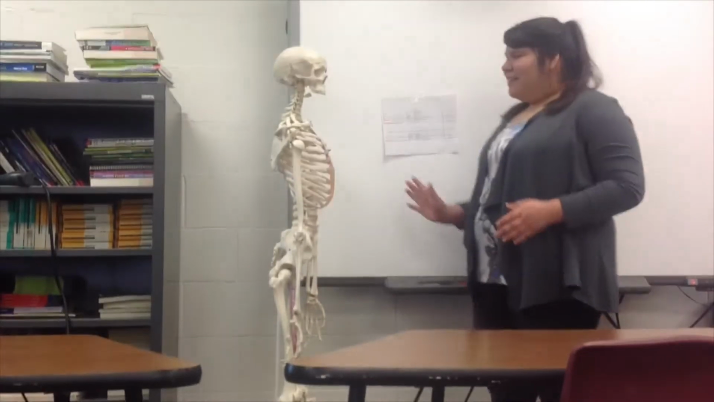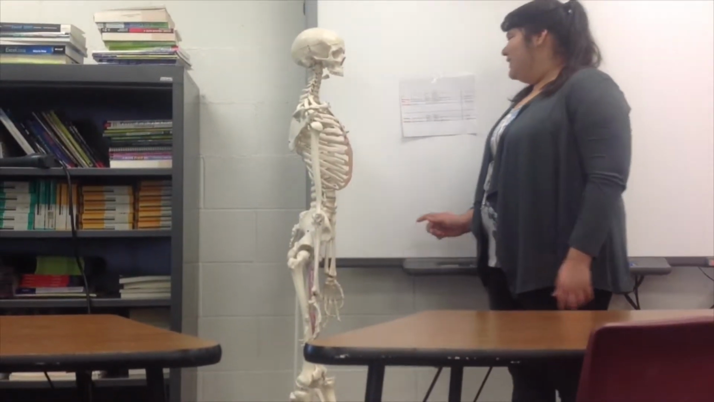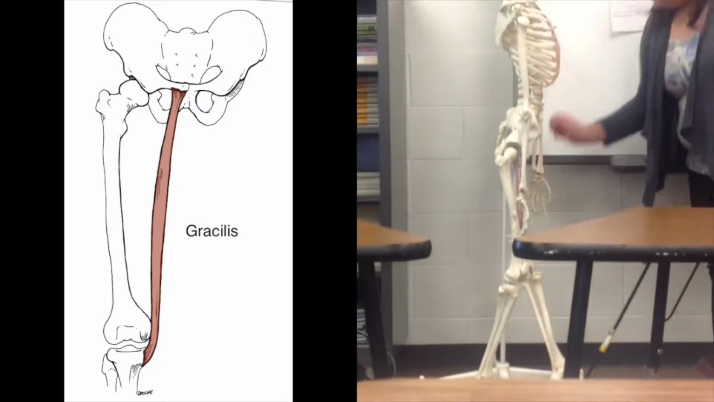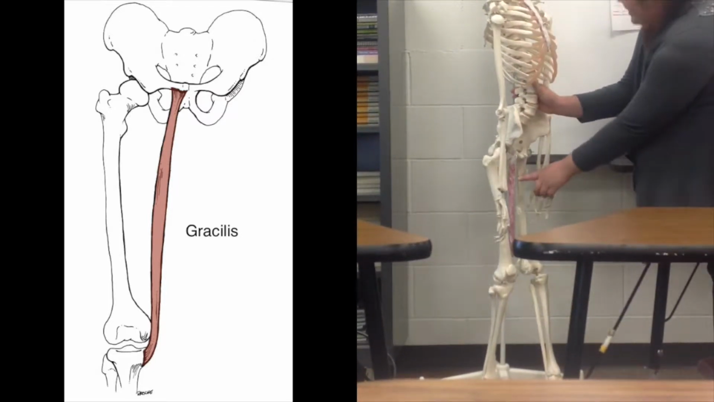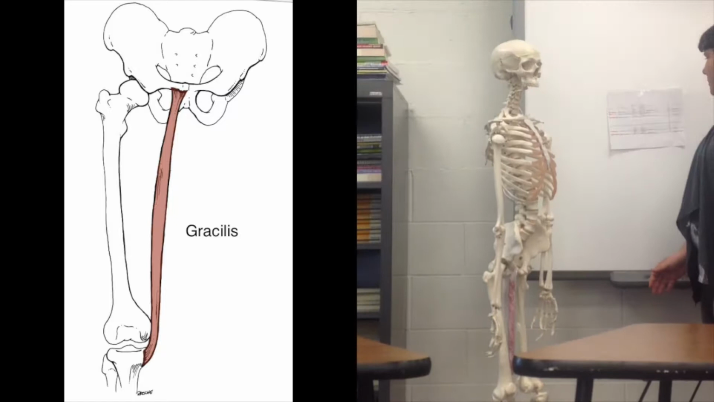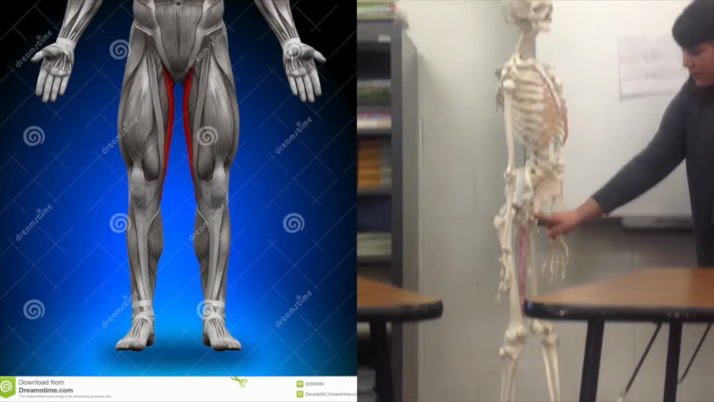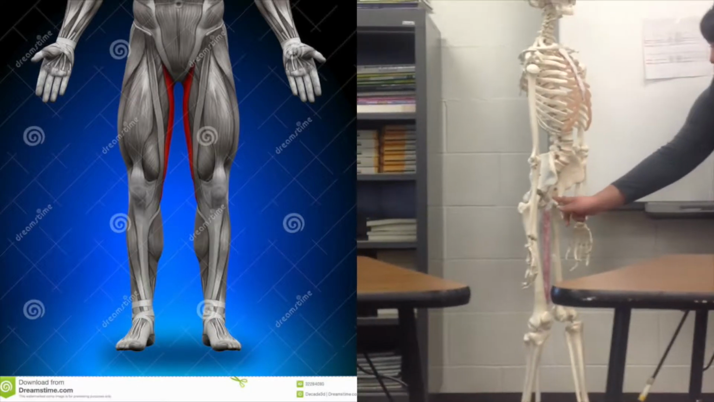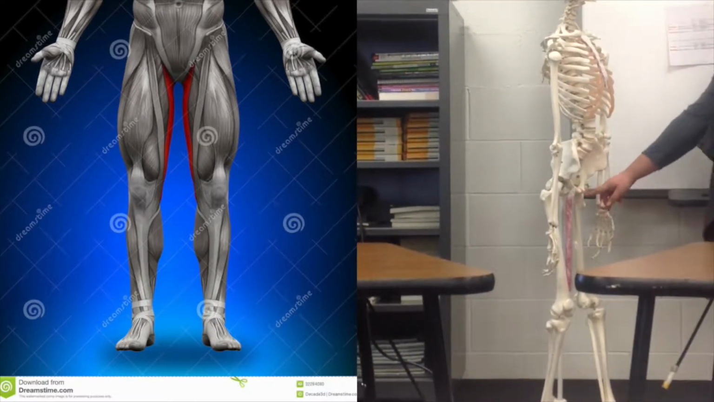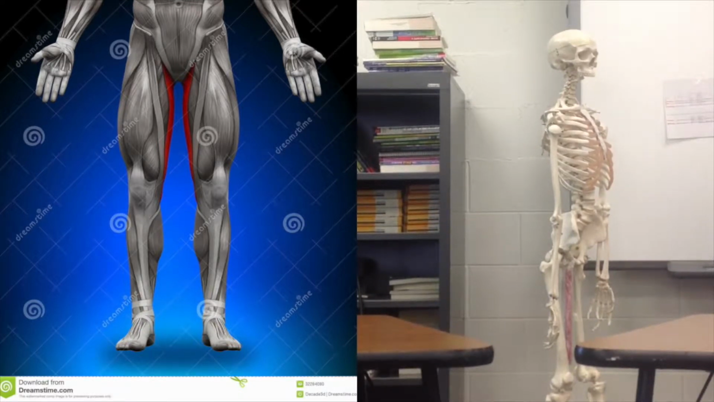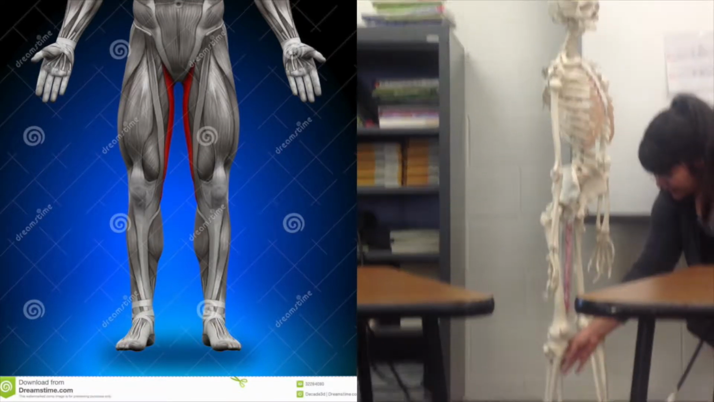Okay, so today I'm going to present to you the gracilis, which is a hip muscle. And that one's right here, right there. Its origin is on the lower edge of the symphysis pubis. So, as you can see, it's connected right there, and that's where its origin is. For its insertion, it's the medial surface of the tibia, and the tibia is right on the bottom.